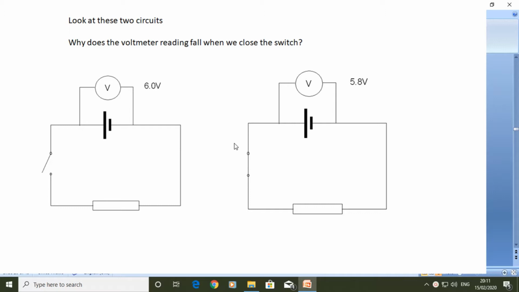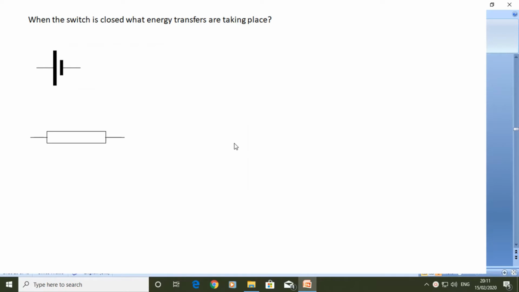So in the first circuit we are not drawing any current. In the second circuit we are. A current is flowing. And looking at the voltmeter reading, in the first circuit the voltmeter reading is 6 volts. When we close the switch it's only 5.8 volts. When we draw a current from the power supply we get less voltage from it, and that's due to internal resistance.